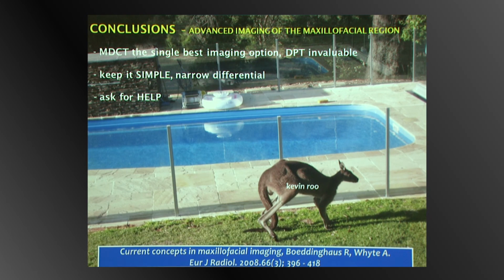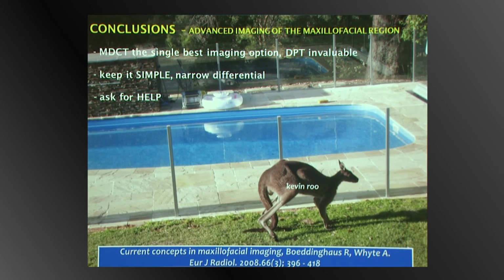So I've tried to give you a potpourri really of interesting cases where I think there may be value to you in general practice where you see some CT in the maxillofacial region. Keep it simple, keep a narrow differential, and if you're unsure, ask for help. Again, that article is quite useful if you just want to look at some of the imaging of the more common lesions from a few years ago. Okay, thank you.